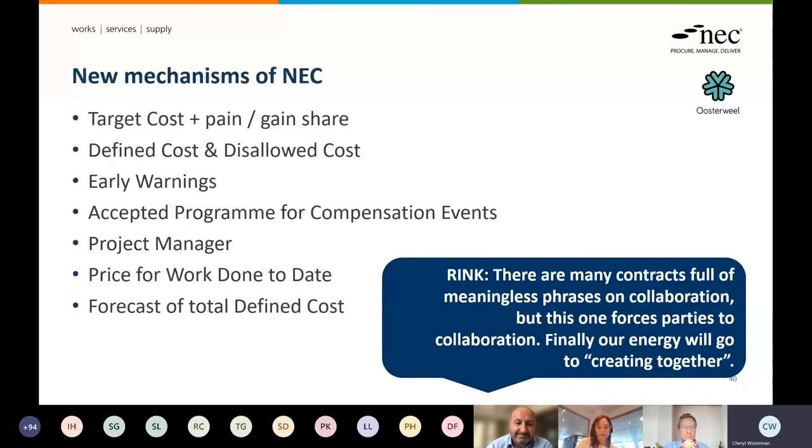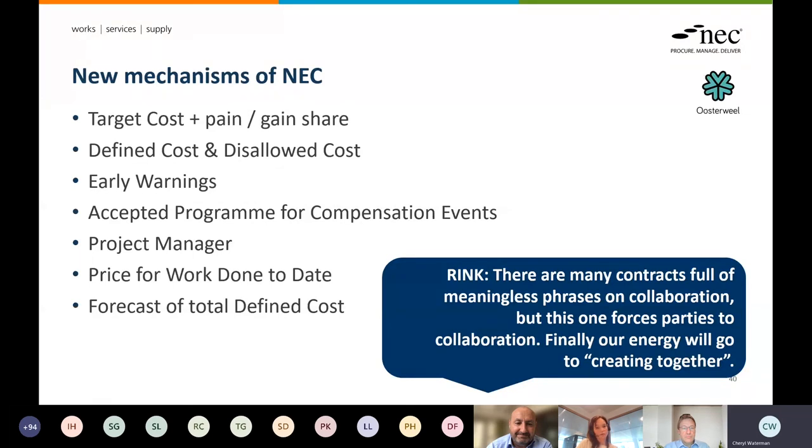There are, for us in the Belgian sector, a lot of new mechanisms in NEC, and I just highlight a few of them. There is, of course, a target cost and having the pain and gain share, a really new concept to us. The financial department at Elantis is really preparing to figure out the defined cost and disallowed costs, how to deal with it, how to assure cost assurance, how to assure cost controlling. So it really needs an effort from our side as the client as well.